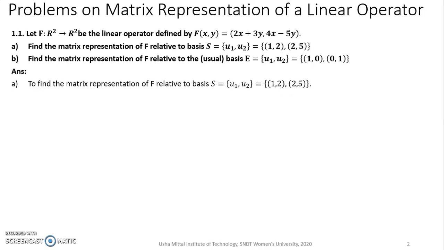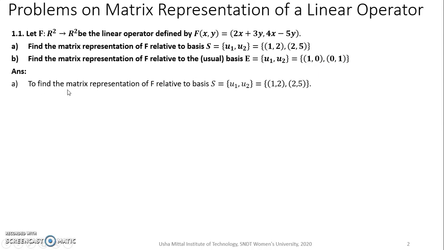The problem statement is: let F be a mapping which maps two-dimensional real space R2 into another two-dimensional real space R2, a linear operator defined by F of (x, y). This is given by (2x + 3y, 4x - 5y). Here we have to find the matrix representation of mapping F relative to the basis S, which is given by this, and the matrix representation of mapping F relative to the basis E, which is given like this.